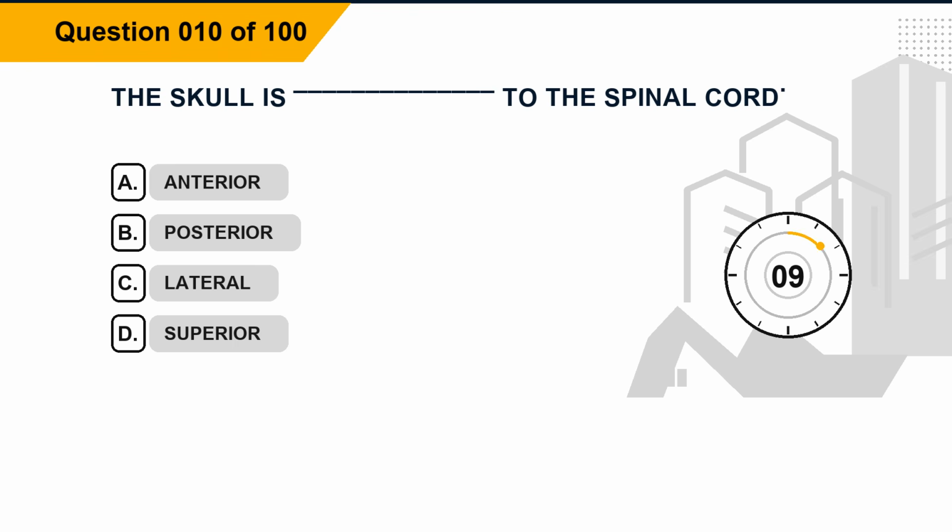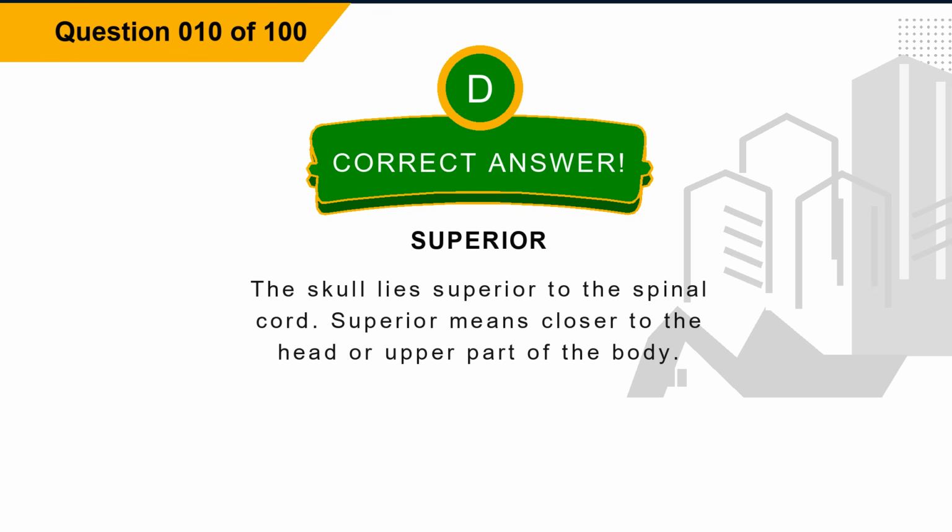Question 10. The skull is blank to the spinal cord. Option A. Anterior. Option B. Posterior. Option C. Lateral. Option D. Superior. The correct answer is option D. Superior. Explanation. The skull lies superior to the spinal cord. Superior means closer to the head or upper part of the body.